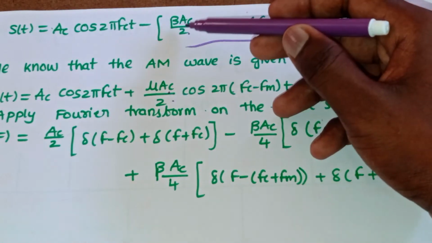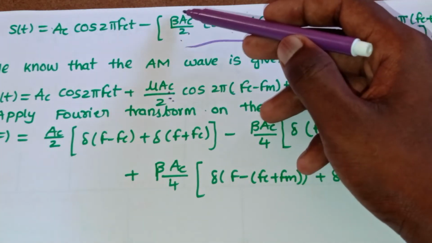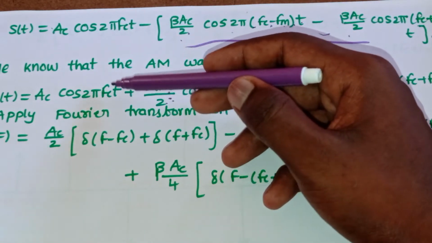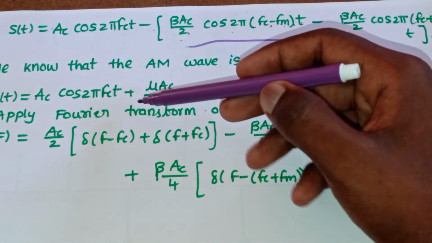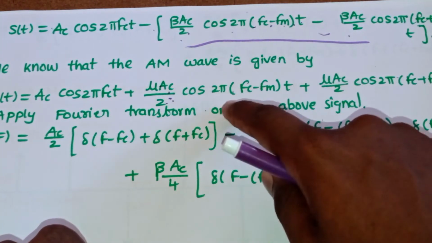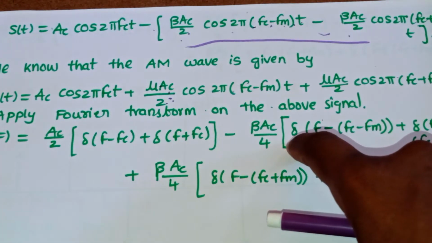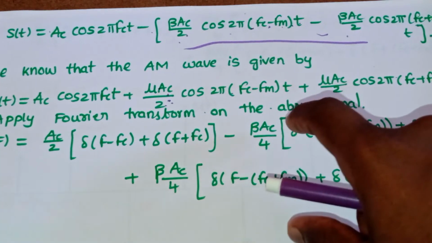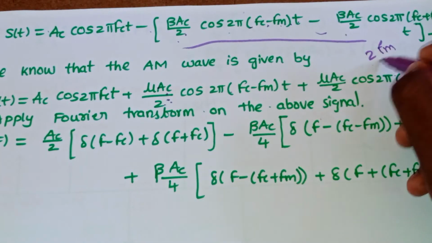Now compare these two, that is narrowband FM wave and amplitude modulated wave. They are almost similar. Here beta is nothing but the modulation index, and here mu also is the modulation index, with Ac cos 2 pi fc t, and the remaining terms are all similar except the sign. Here we have a minus sign, here we have a plus sign. Except for the sign reversal, all the remaining terms are similar between narrowband FM and amplitude modulation. That's why the bandwidth for both the amplitude modulated wave and narrowband FM is the same, that is 2 fm.